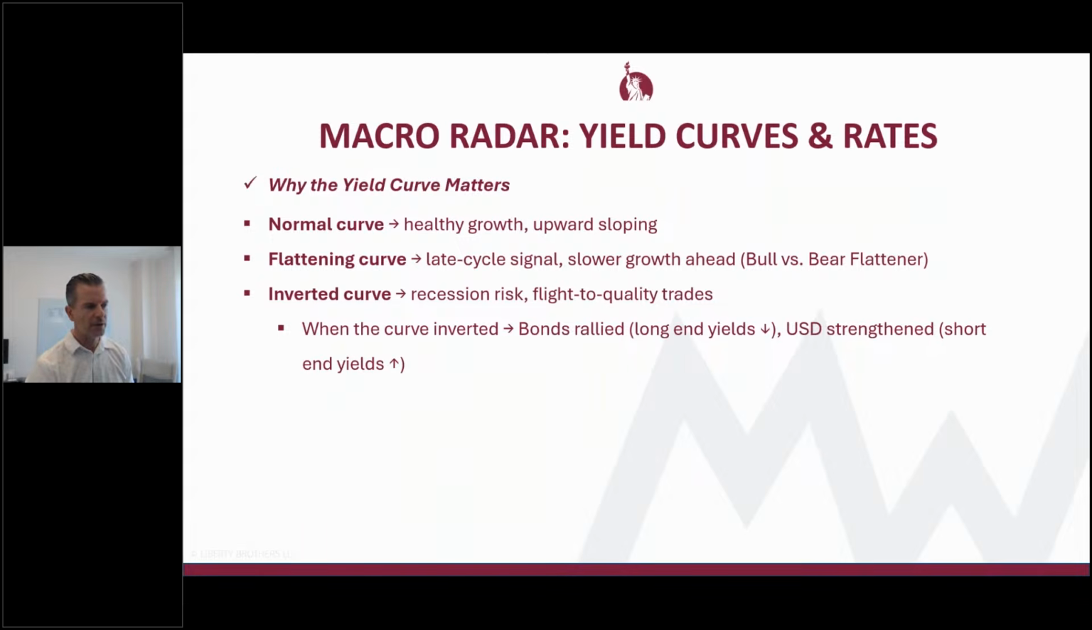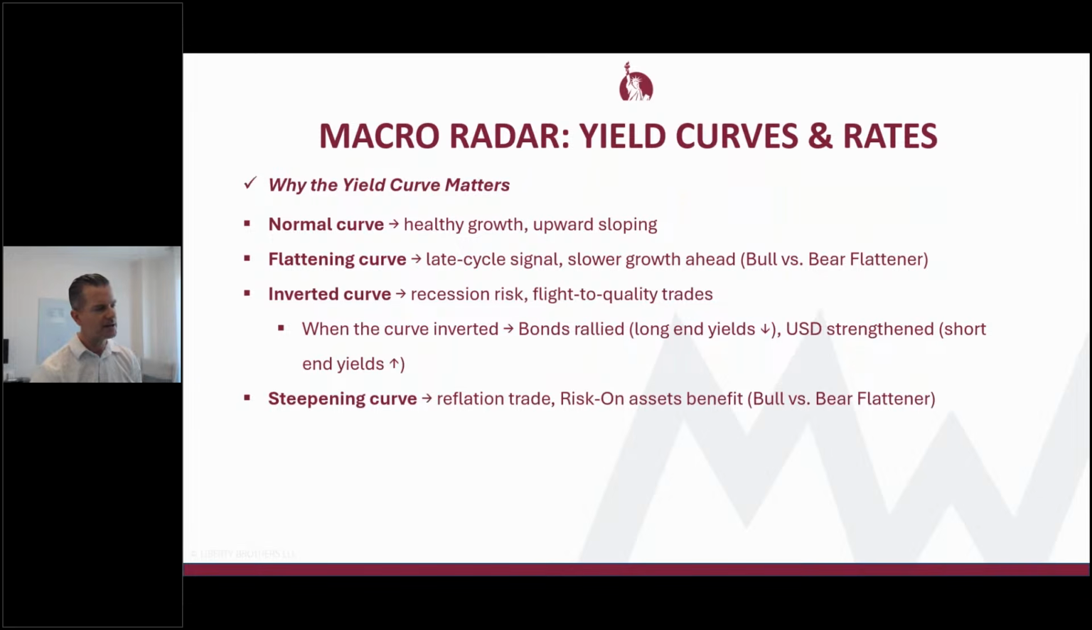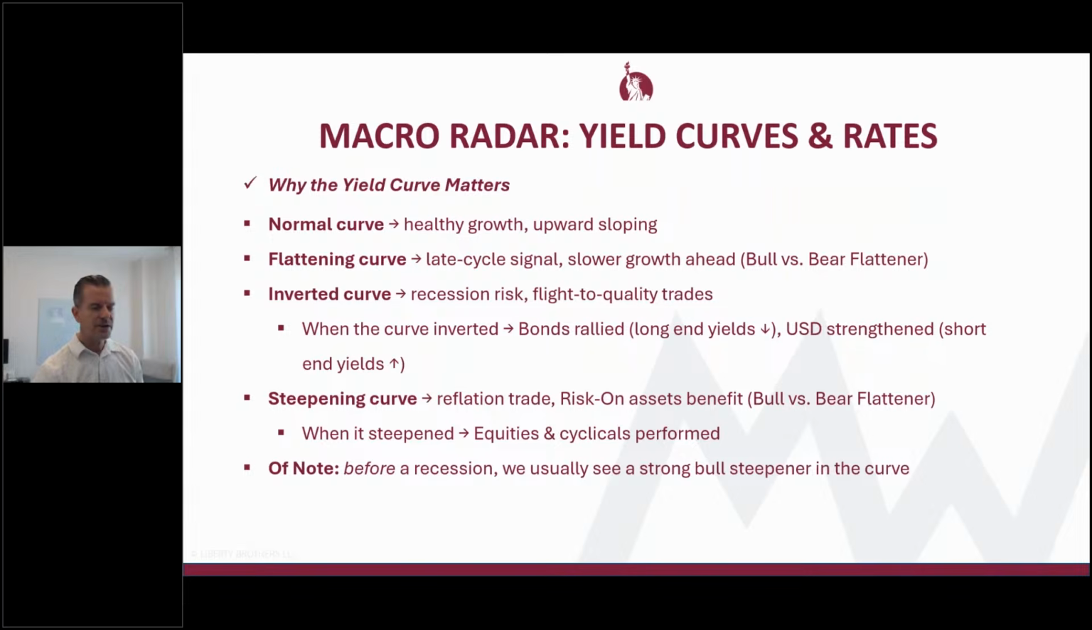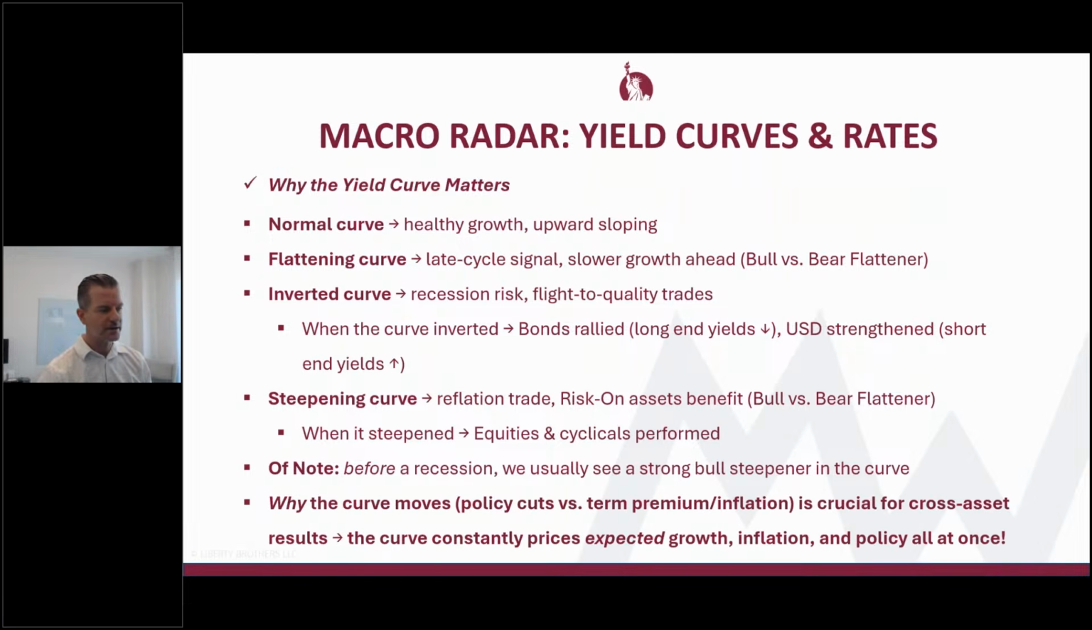So when the curve is inverted, we see bonds rallying, long end yields are coming down, the dollar strengthens because the short end of the curve is coming up. And I'll show you that in a second. Steepening of the curve, we call a reflation trade. Risk on assets, for example, like equities, are rallying. And here we differentiate between a bull and a bear flattener. When it is steepened, equities and cyclicals perform. And of note, before a recession, we usually see a strong bull steepener in the curve. Bull steepener means the short end is coming down in terms of yield, and that steepens the curve, and it's an expectation of the bond trader that the Federal Reserve will take the yields down.